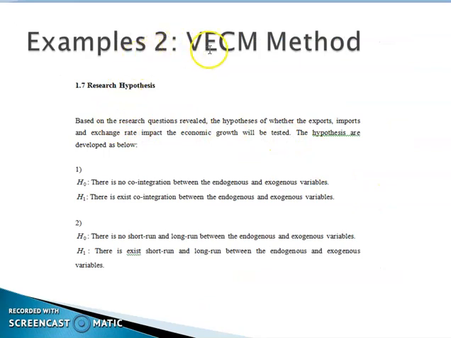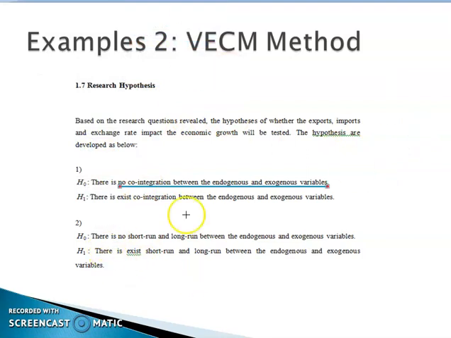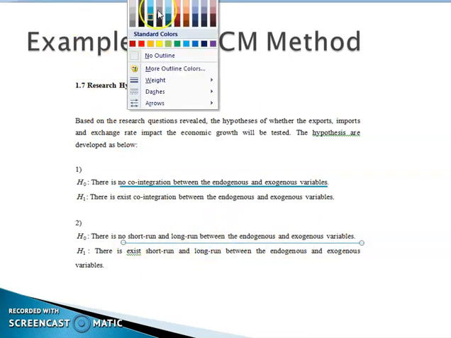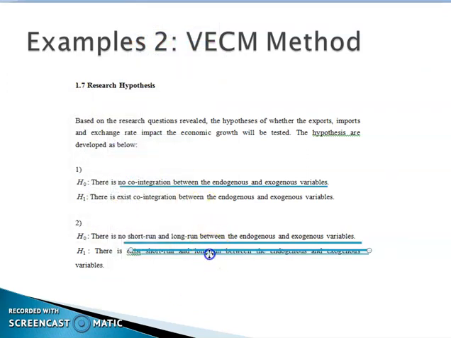Okay, this is an example of a hypothesis if using the VECM method. In the example here, we can see that the first hypothesis is for the first research question and the first research objective, where the wording is consistent. And for the second hypothesis for the VECM method, you can see the wording is also consistent with research question 1, objective 1, research question 2, objective 2, and hypothesis 2. The wording is consistent. Alright, so this is also some other example.